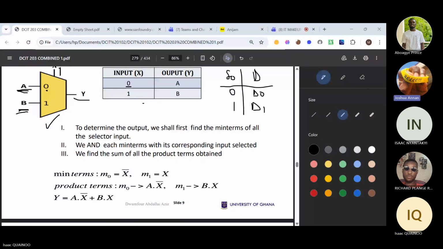You can't see your screen. Okay, can you see my screen now? Yeah, I can see now.